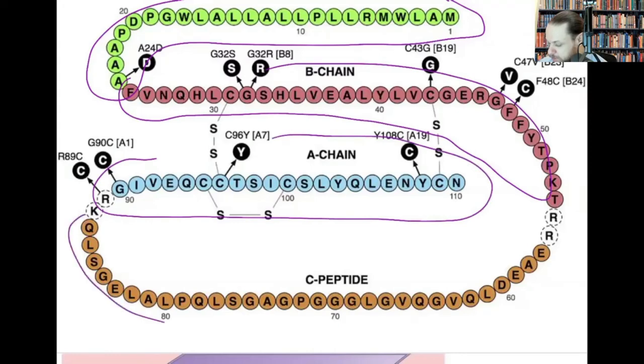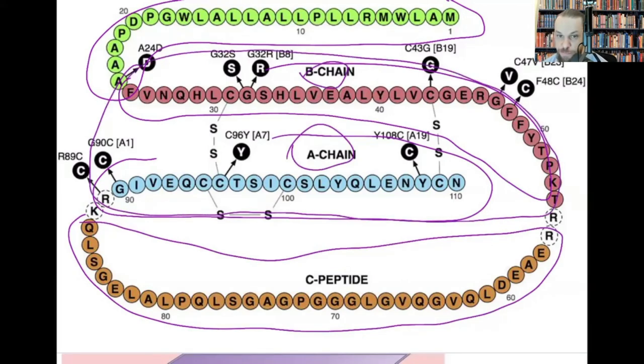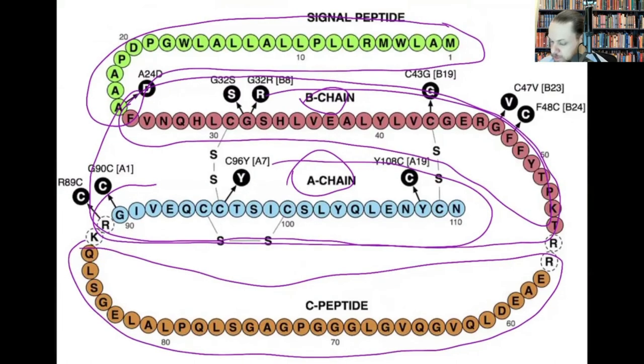And then it has the C peptide. The active insulin is only this beta chain and alpha chain. So once it's released, this is the only active insulin. And before it's released, this signal sequence is chopped up, and this C peptide is chopped up. It's chopped up and it's released, right?